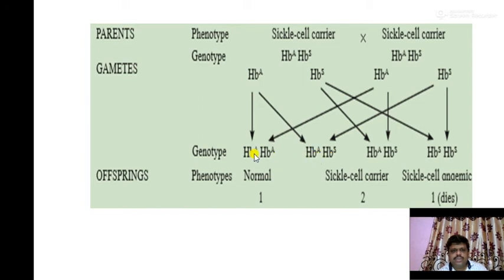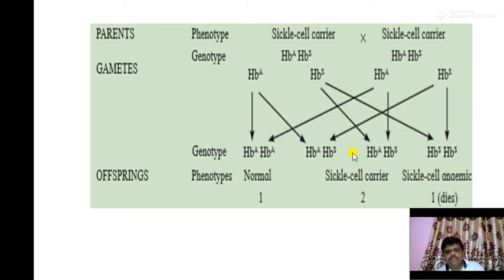So this will definitely be a normal one. Sorry, I repeat, this offspring possesses the genes HBA and HBA, and both genes are normal, so this will be the normal offspring. And this will be the carrier, HBA and HBS, because out of these two genes, one gene is responsible for sickle cell anemia. This offspring possesses HBS, one gene responsible for sickle cell anemia, and this one is a normal gene.